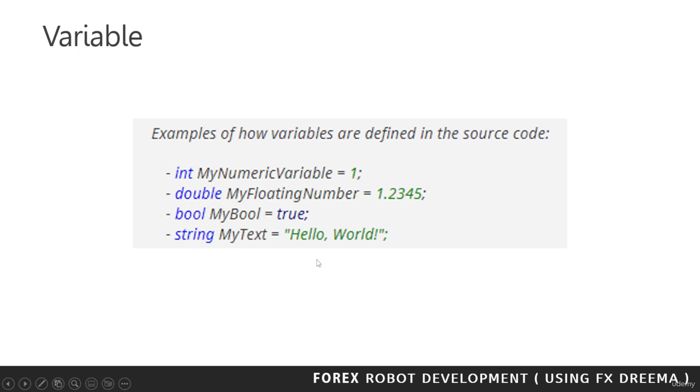There are four main variable types that we will use in FXDREAMA. Int, or integer, is a variable to store numbers without decimal places. Double is a variable for holding a number with a decimal point. Bool holds values for testing true and false conditions. String variables store letters or sentences. When we declare a variable, we must specify the type of the variable correctly.